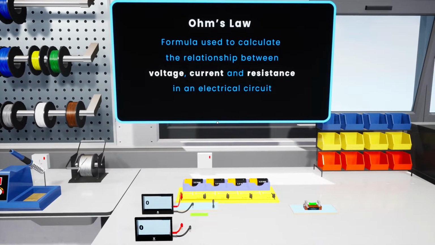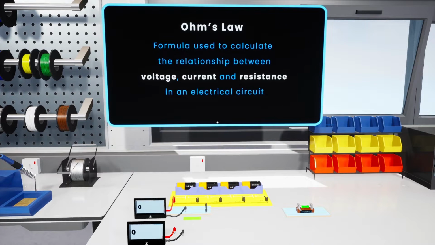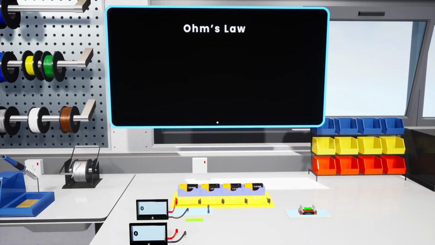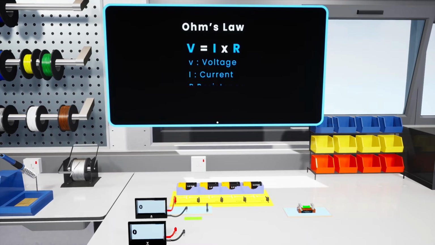Ohm's Law is a formula used to calculate the relationship between voltage, current, and resistance in an electrical circuit. The equation is V equals I times R. V stands for voltage, I stands for current, and R for resistance.